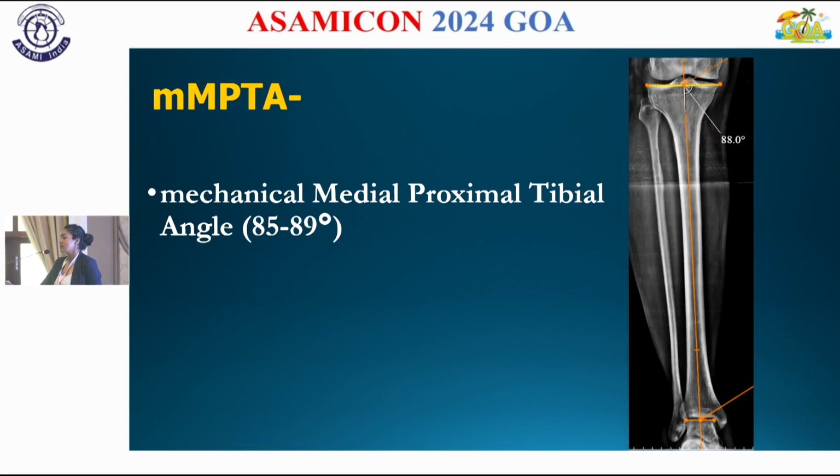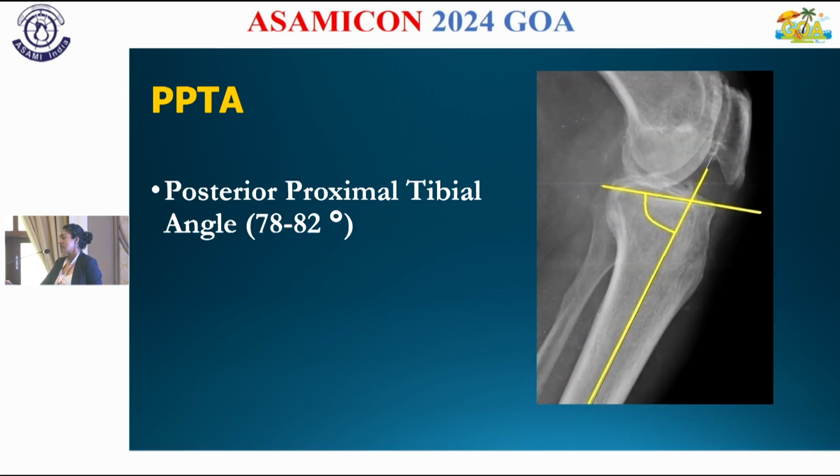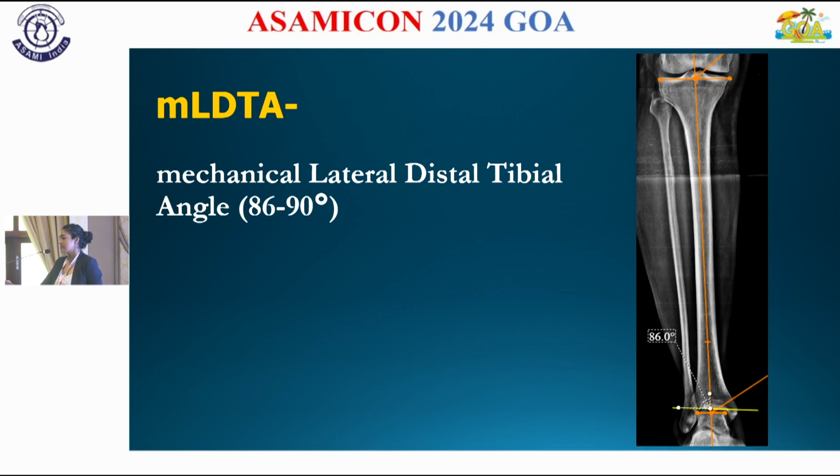The mechanical medial proximal tibial angle, that is the MMPTA, which is the angle between the tibial mechanical axis and the knee joint orientation line. Then comes the posterior proximal tibial angle, 78 to 82 degrees, which is the angle between the tibial anatomical axis and the posterior tibial slope. Then is the MLDTA, which is the mechanical lateral distal tibial angle, 86 to 90 degrees, which is the angle between the tibial mechanical axis and the ankle joint orientation line.